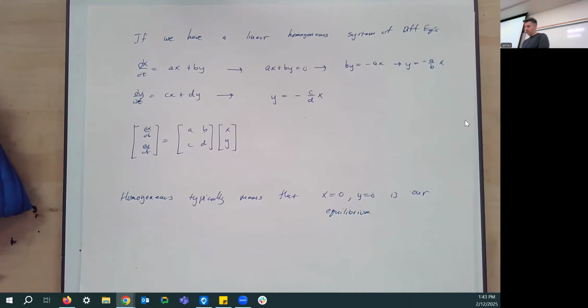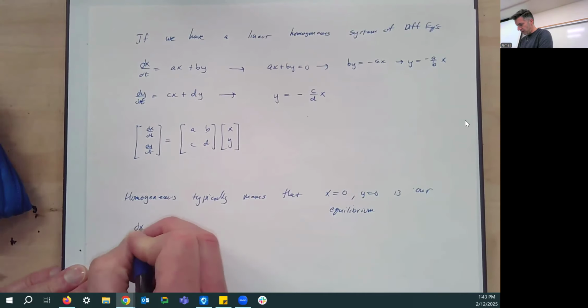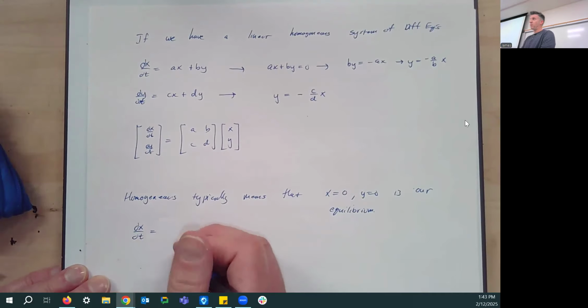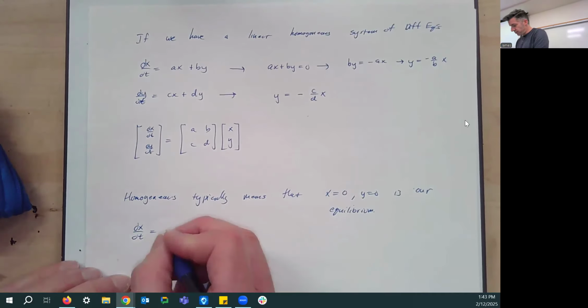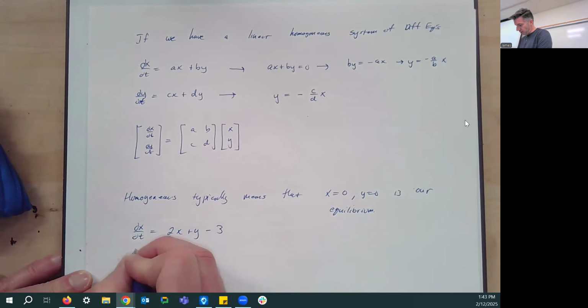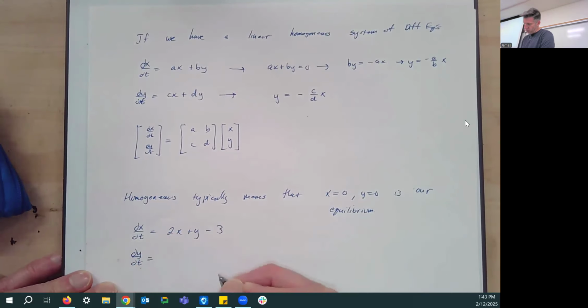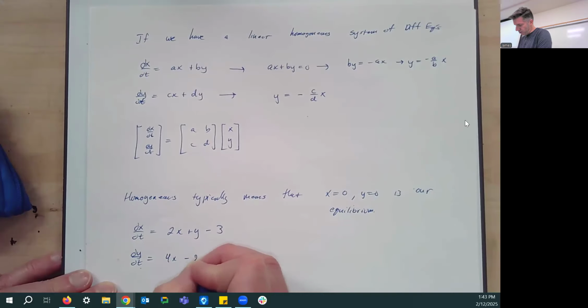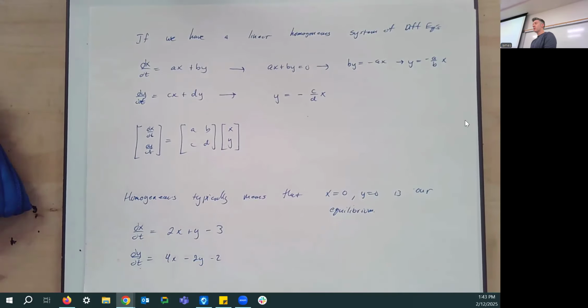Just to make sure everyone's on the same page here, if you had this system, dx/dt equal to, let me make up something that's easy to solve, 2x plus y minus 3, and dy/dt was equal to 4x minus 2y minus 2. This system is not homogeneous. The origin is not a solution, or I should say, it's not an equilibrium. If you set each of these equal to 0, you're not going to get 0, 0 as a solution.